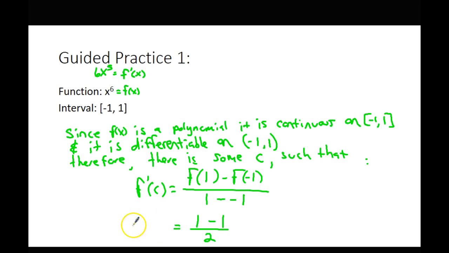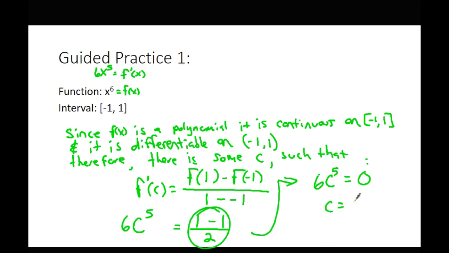What goes over here? Which is? Kind of. Yeah. Okay. And Jillian, what does this equal? Yes. And therefore C equals... You guys could divide by 5 and take the 5th root if you want to, but it's just going to be 0. All right. So there it is. That's the place where the instantaneous rate of change is equivalent to the average rate of change.